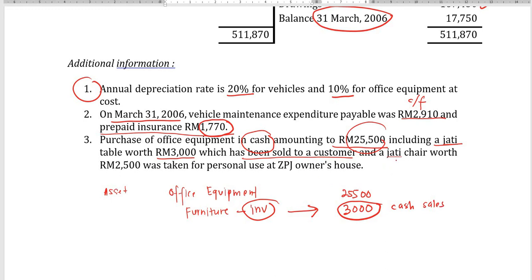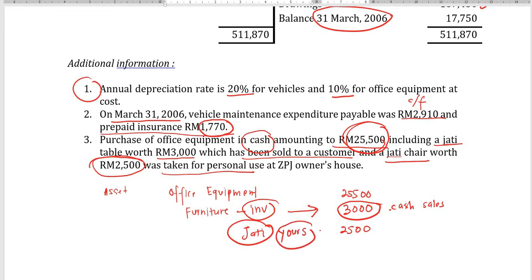Okay, and then dia beli satu lagi jati chair, tapi dia guna sendiri. So actually this is not merchandise drawing, sebab benda tu tak ada dalam store. Tapi you ambil duit daripada kedai 25,500. From that 25,500, you buat 3 benda. Okay, termasuk beli meja, lepas tu jual pada customer 3,000, and then you ambil 2,500, you beli kerusi. But this kerusi doesn't belong to the business, this is yours. So actually this is not merchandise drawings. This is actually cash drawings.